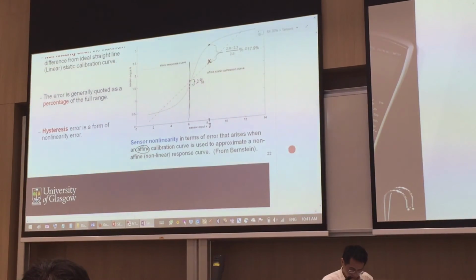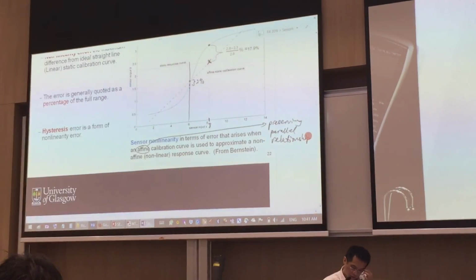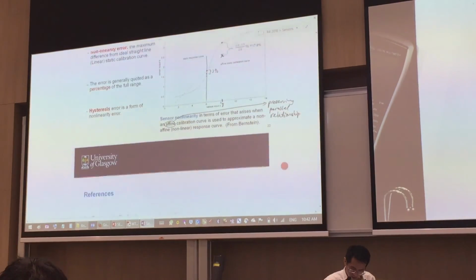There is this term over here, sensor nonlinearity, in terms of error that arises when an affine calibration curve is used to approximate a non-affine response curve. So what does this mean? It means preserving the parallel relationship. So the amount of error that will arise when we want to preserve this parallel relationship, this linear relationship over here.